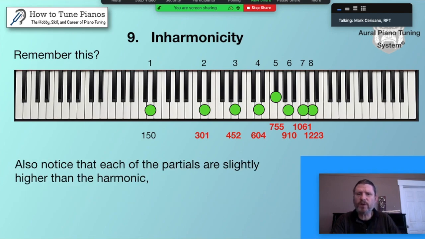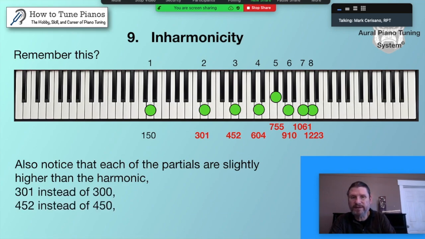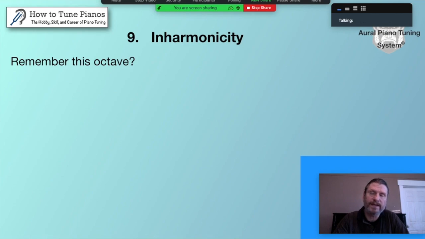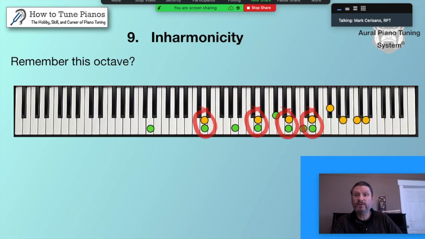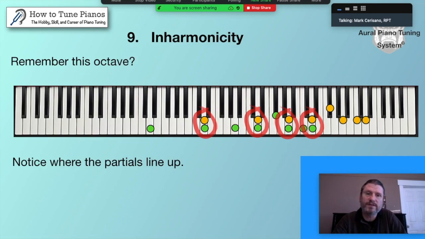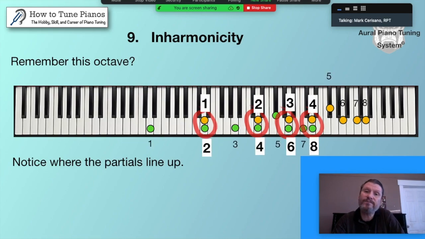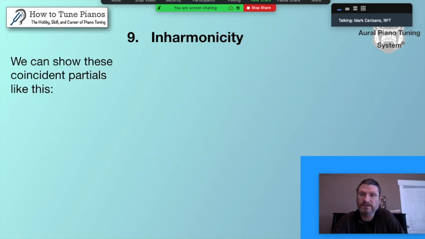Notice that each of the partials is slightly higher than the harmonic. So instead of 300, we have 301. Instead of 450, it's 452. Now remember this octave with all those multiple coincident partials? Notice where the partials line up. They line up at these partials.